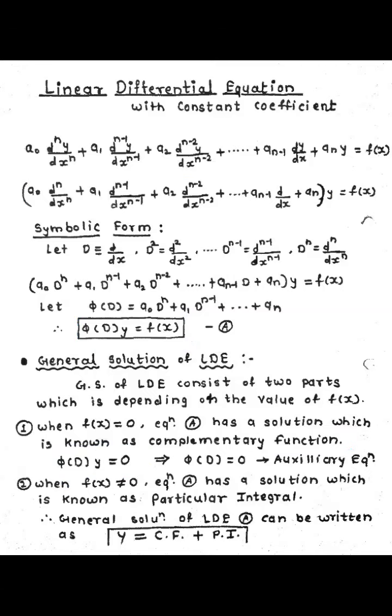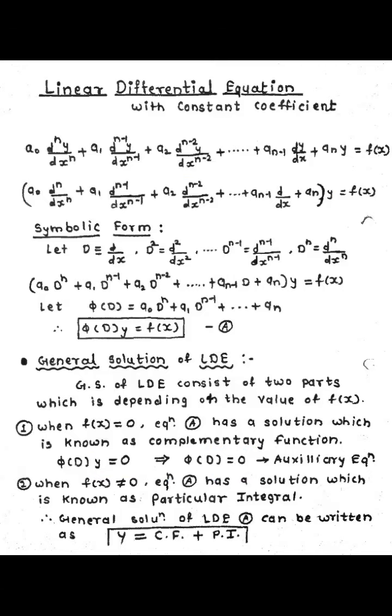And here one concept arises. If phi of D y is equal to 0, then what does this imply? It implies that phi of D is equal to 0, and this is called the auxiliary equation.